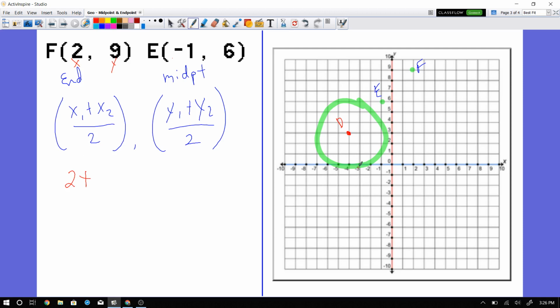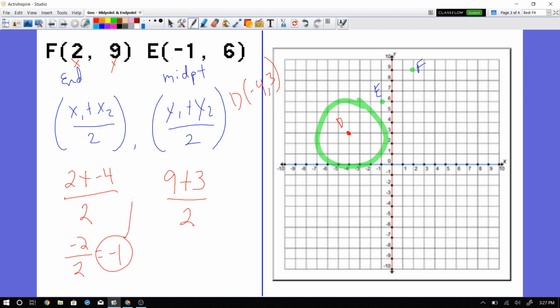So that would be 2 plus, let's see, we had -4, because point D was -4, 3, remember, divided by 2. Then Y was 9 plus 3 divided by 2. All right, so 2 plus -4, -2 divided by 2 equals -1. Oh, dang, what? It is magical. I don't believe it. Okay. And then 9 plus 3 is 12 divided by 2 equals 6.